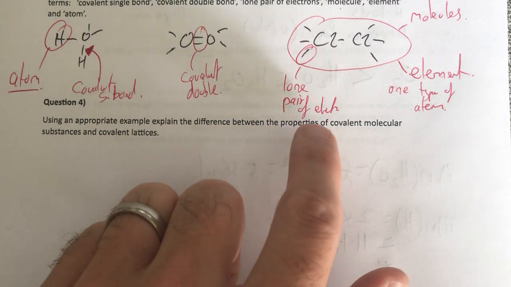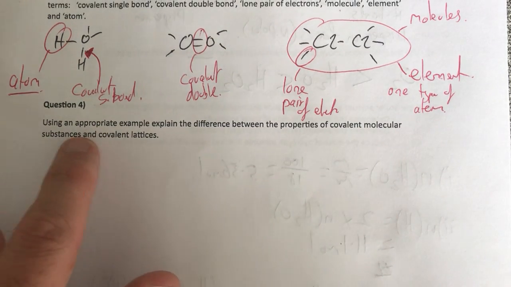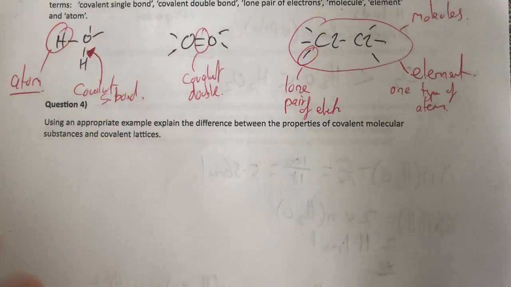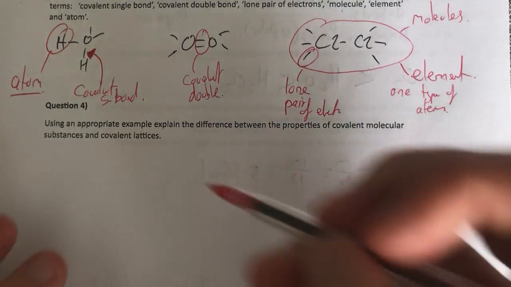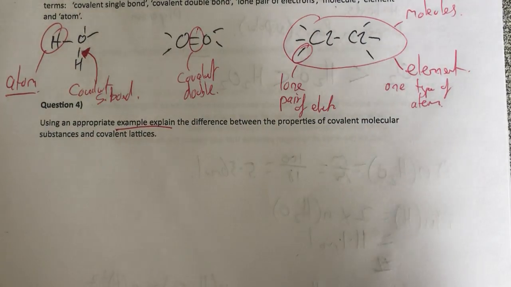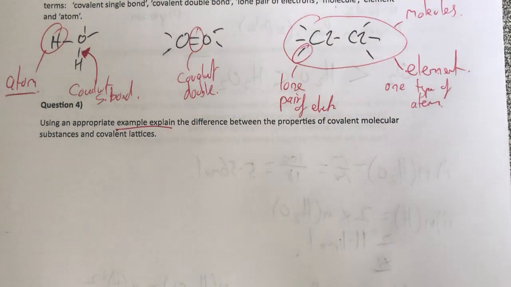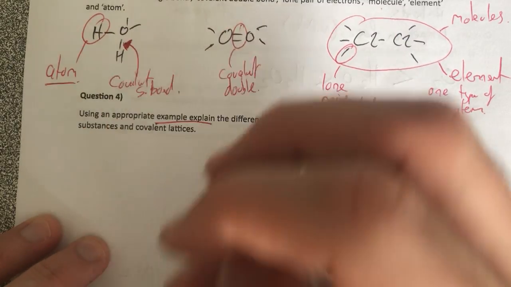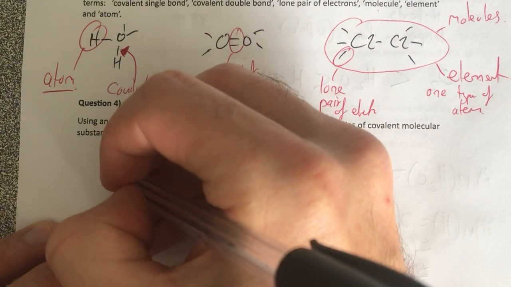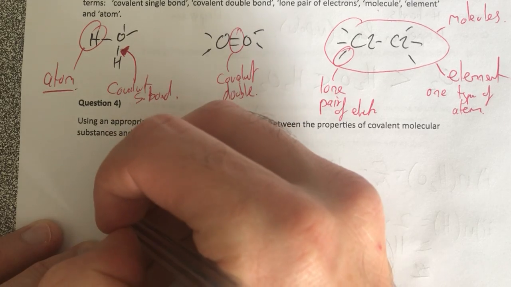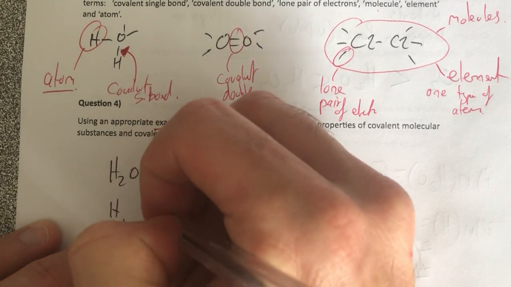Question 4, I'll have a look at this: using an appropriate example, explain the difference between the properties of covalent molecular substances and covalent lattices. Again, we need to find an example. Examples mean diagrams as well. So let's take a molecular substance. The easiest molecular substance will be H2O. So that might be H2O like this.